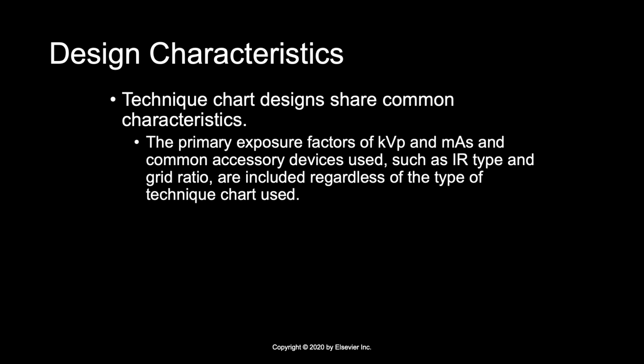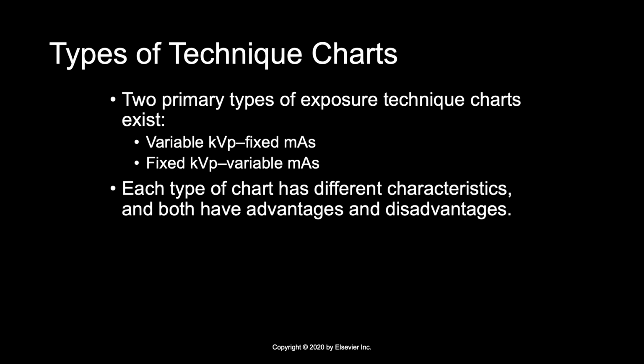Technique charts can vary widely in terms of their design, but they share some common characteristics. The primary exposure factors of KVP and mAs and common accessory devices used, such as the IR and grid ratio, are included regardless of the type of technique chart used. Two primary types of exposure technique charts exist: variable KVP fixed mAs, and fixed KVP variable mAs. Each type of chart has different characteristics, and both have advantages and disadvantages.